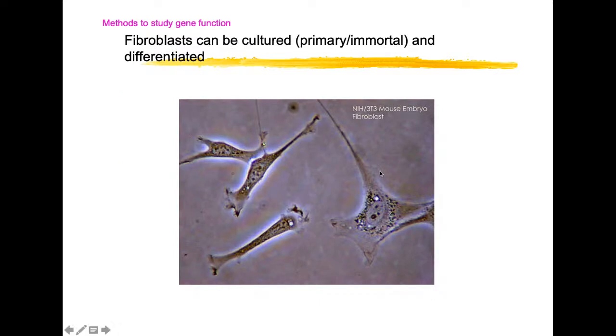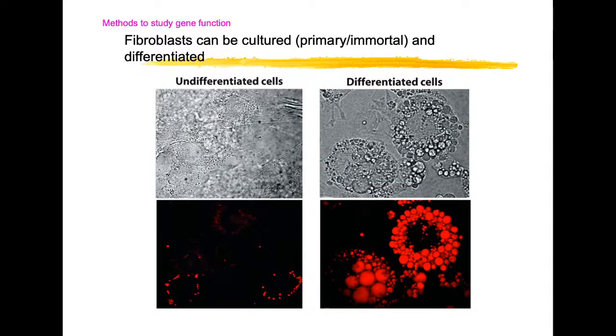This is your fibroblasts that are cultured. Primary one and differentiated, and these are the undifferentiated cells and differentiated cells. Yeah, this is with the dye.